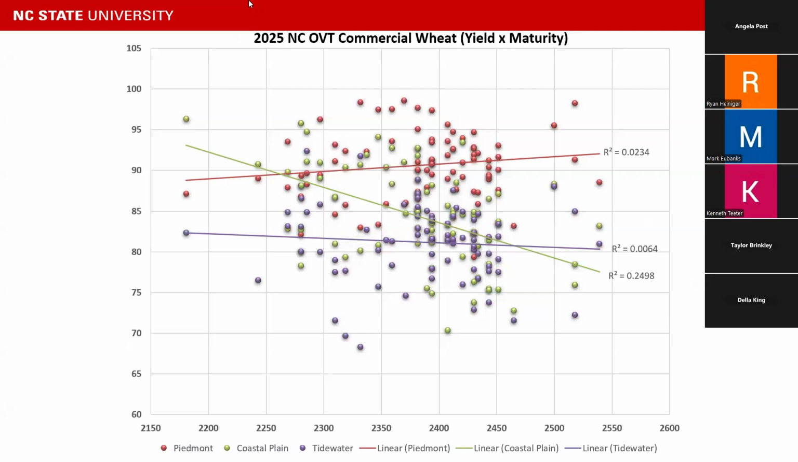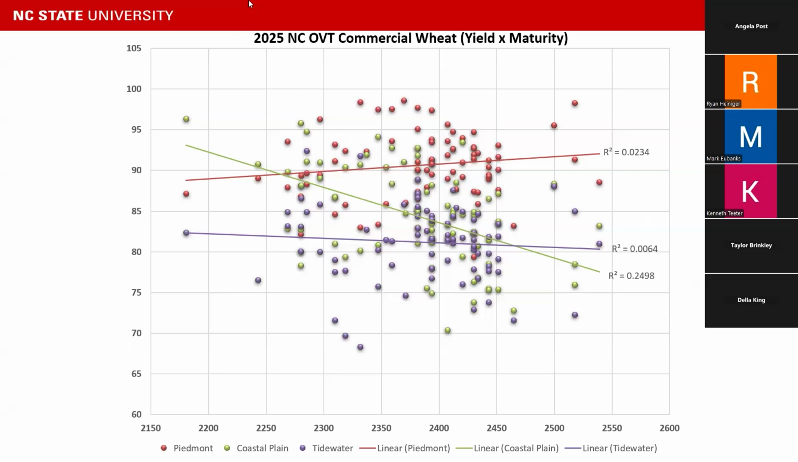The other cool thing about this is it kind of visualizes what our maturity range is within the OVT. So you have one line that's really early. That's our AGS 3022, and that's before 2200 GDUs. And then you've got four lines that are on the later side, after 2500, and then a big grouping of lines anywhere from 2250 all the way out to 2450, just a little bit over.